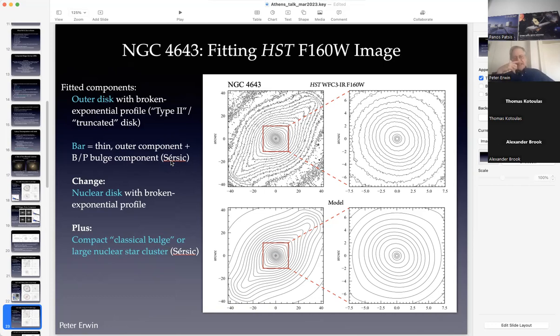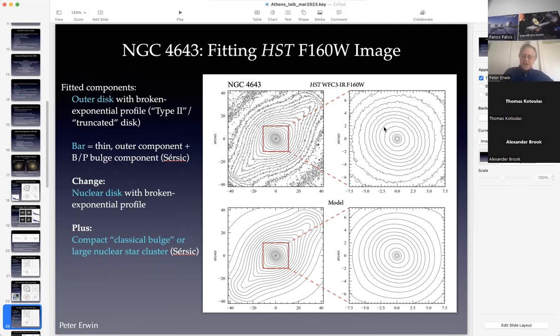The interesting thing is that for what we think is a nuclear disk, we find it's actually not a simple exponential structure. We get a much better fit if we give it a broken exponential profile. And if we look up here in the upper right panel, you can see in this region, between about, let's say, 2 and 5 arc seconds, the isophotes are closely spaced together. That's the steep outer exponential.